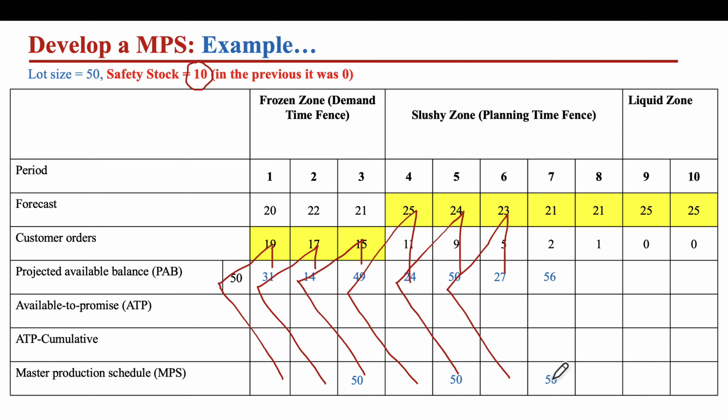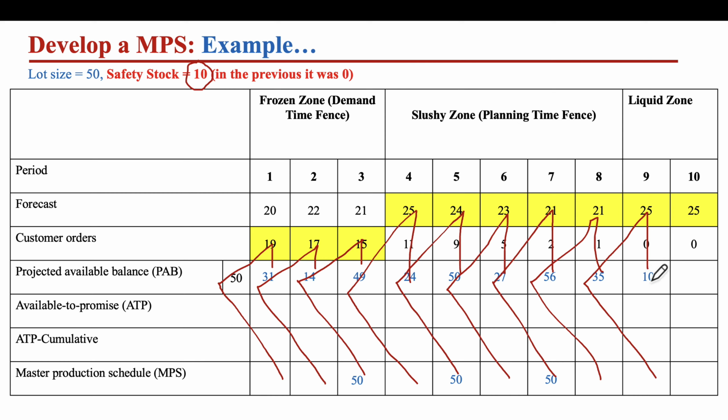When we do production here 50, then our PAB becomes 50 plus 27 is 77. 77 minus 21 is equal to 56. Is this 56 sufficient to meet the demand for 21? Yes. No more production. And our PAB will become 0 plus 56 minus 21 is equal to 35. Is this 35 sufficient to meet the demand for 25? Yes, it is. So no production needed here. And PAB will become 0 plus 35 minus 25 is equal to 10.